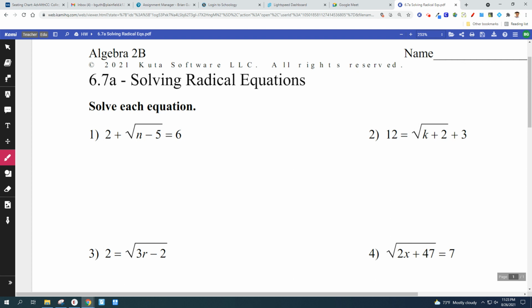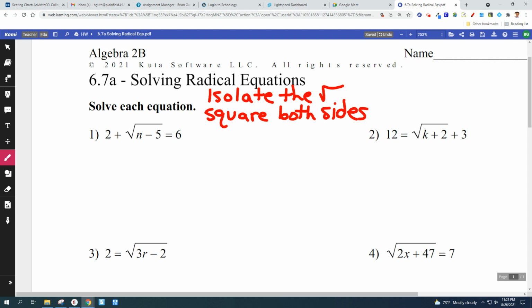So the first thing you want to do is isolate the square root, and that's kind of the key. And then you're going to square both sides to get rid of the square root. Square root squared cancels out. That's what we're trying to do. So isolate the radical first, then square both sides. Let's look at example 1.